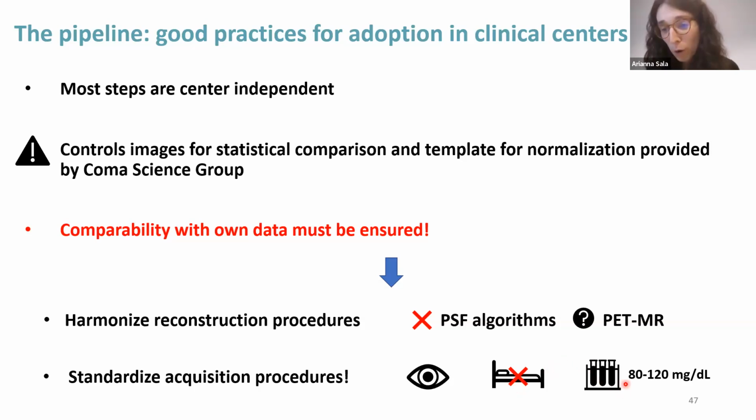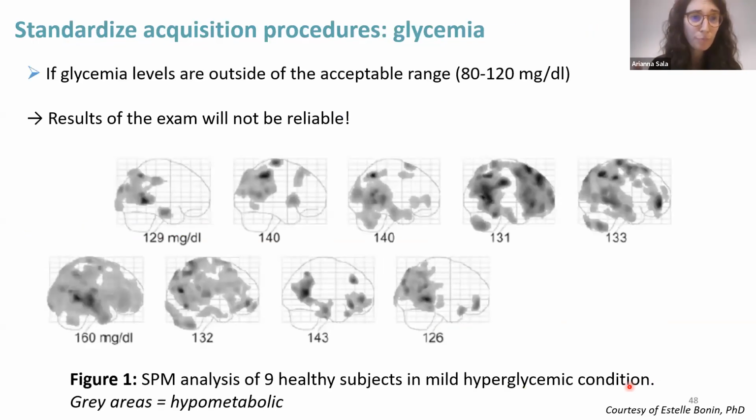Finally, super important, we need to be quite strict with the level of glycemia in the blood of the patients at the time of the injection. Different states have different guidelines that can be more or less permissive with the level of glycemia that is allowed during an FDG-PET scan. What we suggest is to keep the level between 80 and 100 milligram per deciliter.